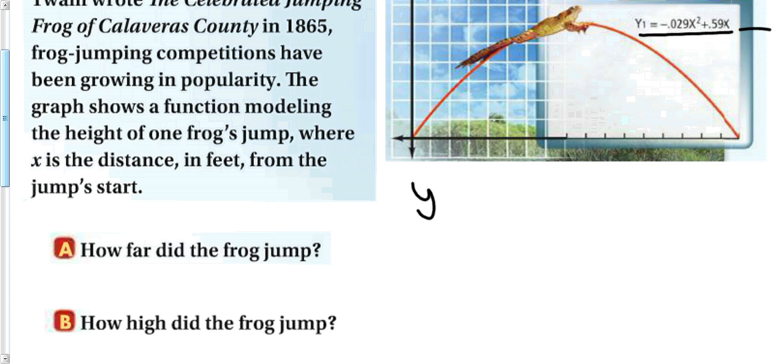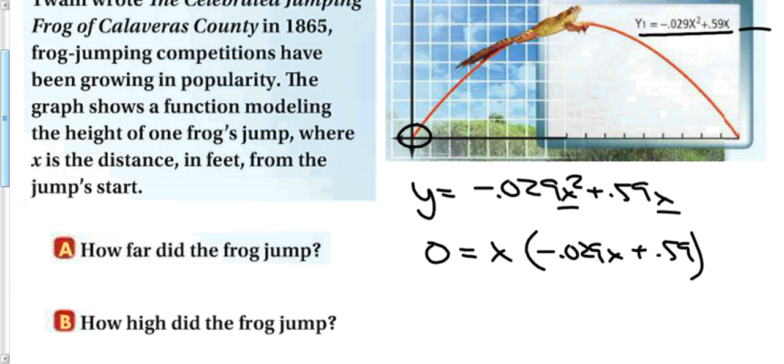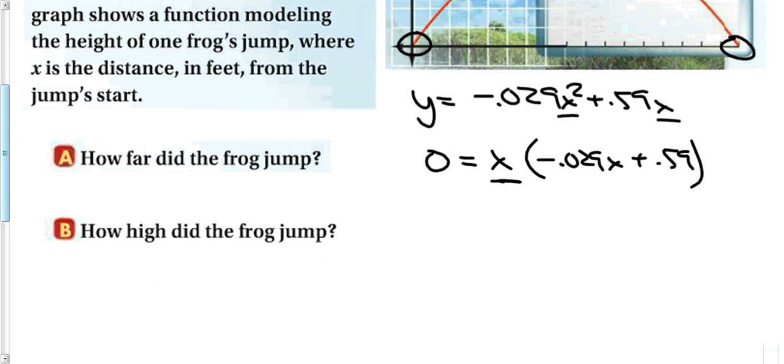So we can write this y is equal to negative 0.029x squared plus 0.59x. I should notice that both of these have an x in common. So y is going to be equal to x times negative 0.029x plus 0.59. Then I can set this equal to 0 to figure out the two most important points, the x-intercepts. So now I have my first term there.